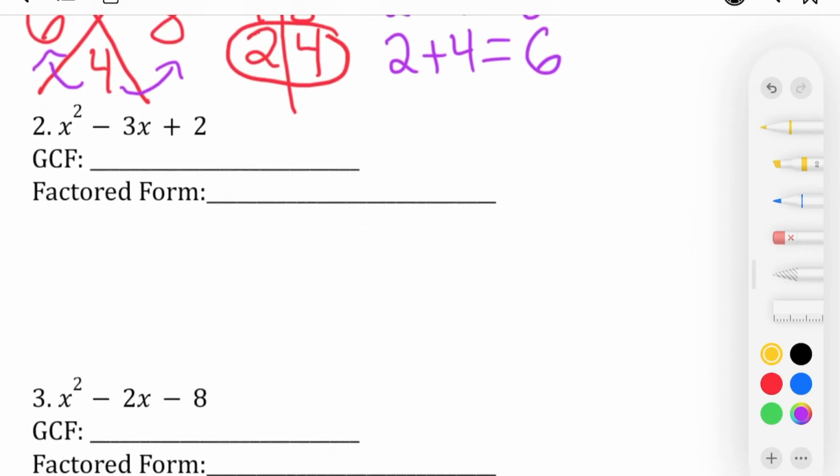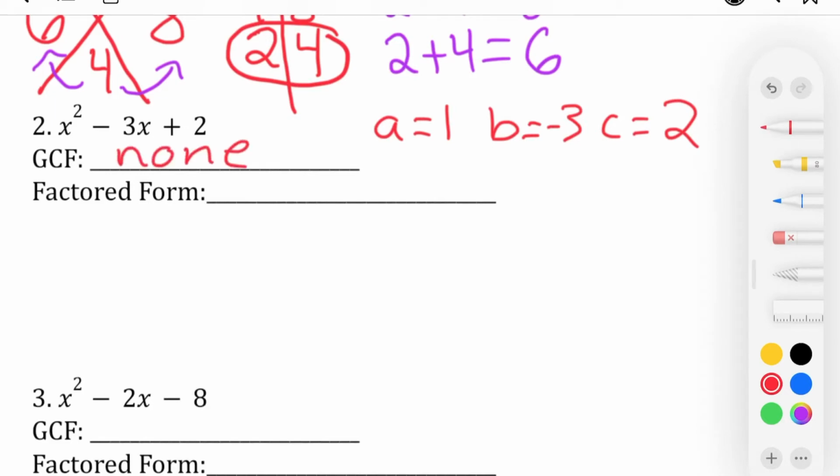For number 2, we have an a that is 1, a b value of -3, and a c value of 2. There is no greatest common factor in this case other than 1, and we're not worried about the 1. And we're going to use our big X method again. -3 on the left, 2 as our c on the right, and we're asking ourselves what times what gives us 2, but can also add and subtract to give us negative 3.